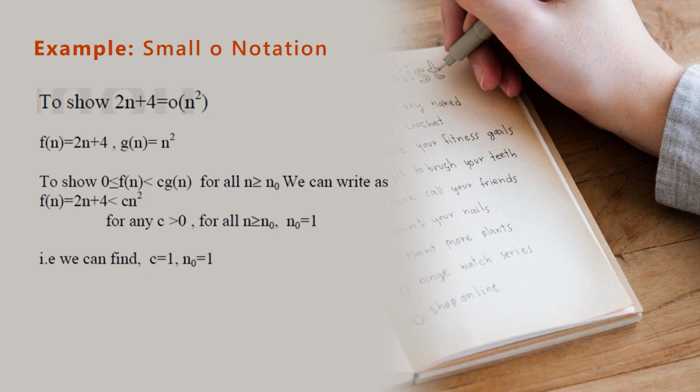So, for the value c equal to 1 and n not equal to 1, this inequality will hold: 2n plus 4 equals small o of n square. So, we can say that a lower degree polynomial is small o of a higher degree polynomial. If we write the lower degree polynomial equal to small o notation of the higher degree polynomial, that inequality must hold.